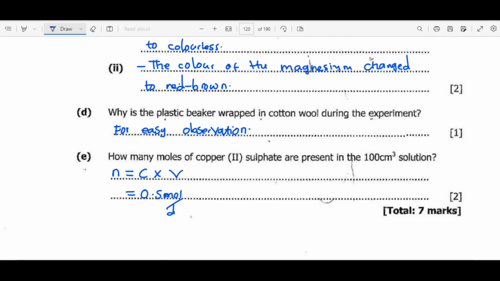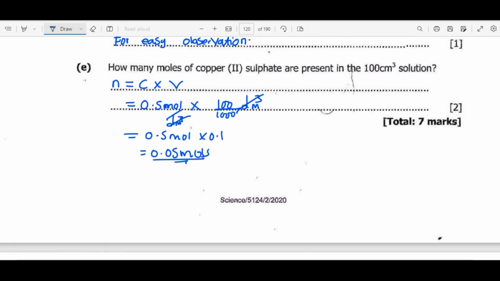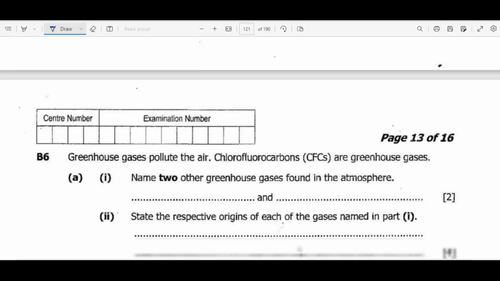moles per decimeter cubed multiplied by the volume, which is 100 divided by 1000. Remember, we want to change into decimeter cubed, so that we cancel this. So here we have 0.5 moles multiplied by 0.1. This will give us 0.05 moles. So these were the moles of copper 2 sulfate that were present in the 100 cubic centimeters solution.